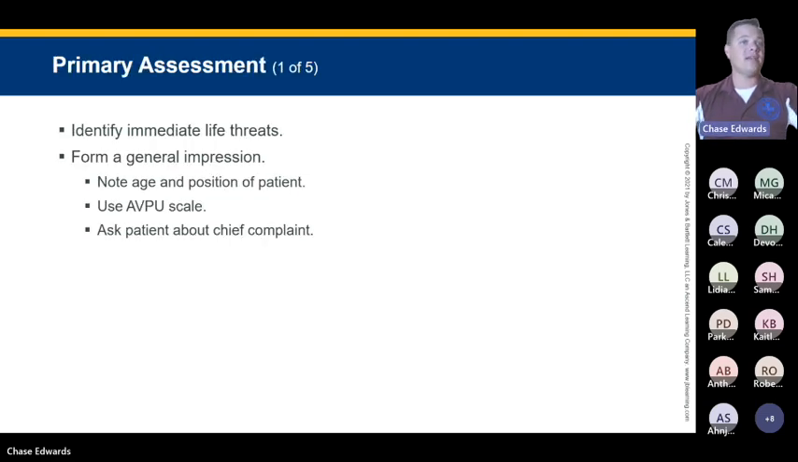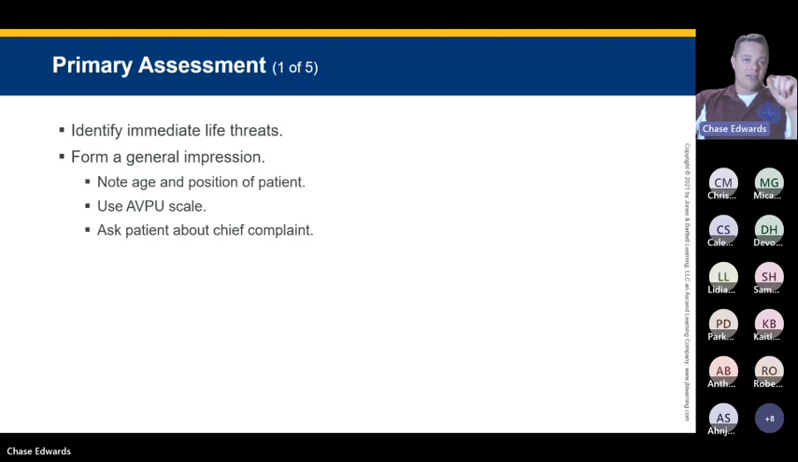All right, your primary assessment. In your primary assessment, you're going to identify any immediate life threats. If there are life threats out there, you're going to do what? Fix them, right? So if there's immediate life threats, fix them up. Then we're going to form an overall general impression of the patient's level of distress, sick or not sick, right? And we're going to note the age and the position of the patient.